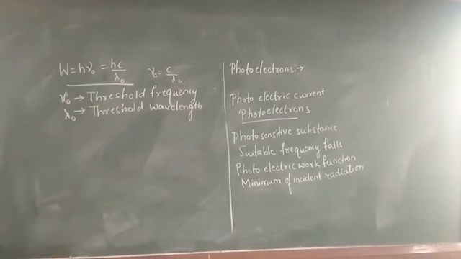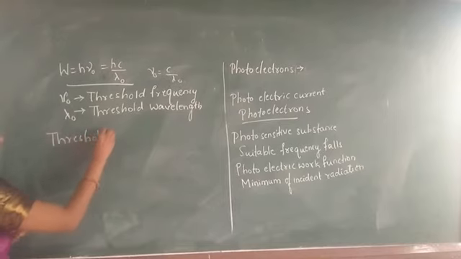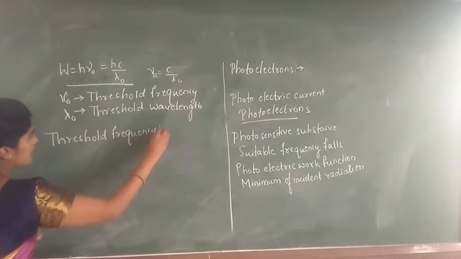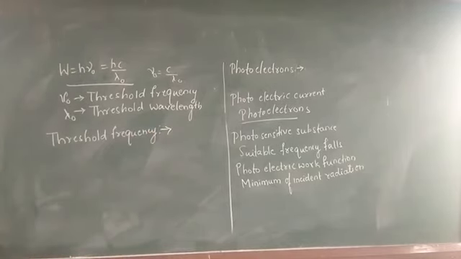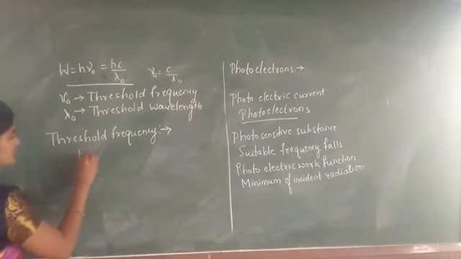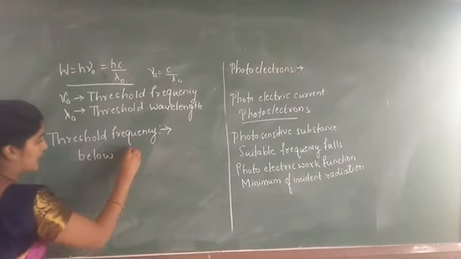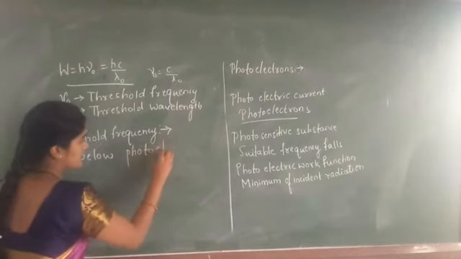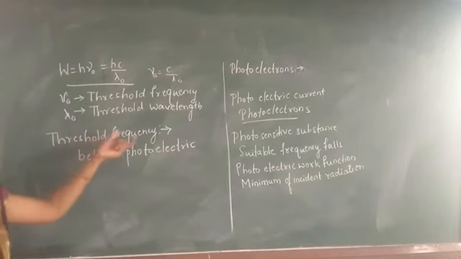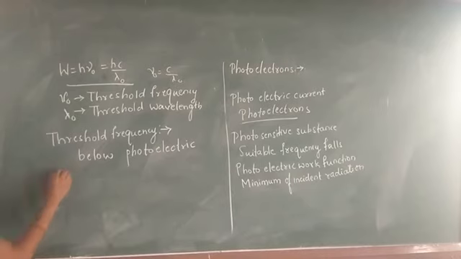Next we have to define the threshold frequency. The threshold frequency is the minimum frequency of the incident radiation below which the photoelectric effect does not take place. And the other one is the threshold wavelength.